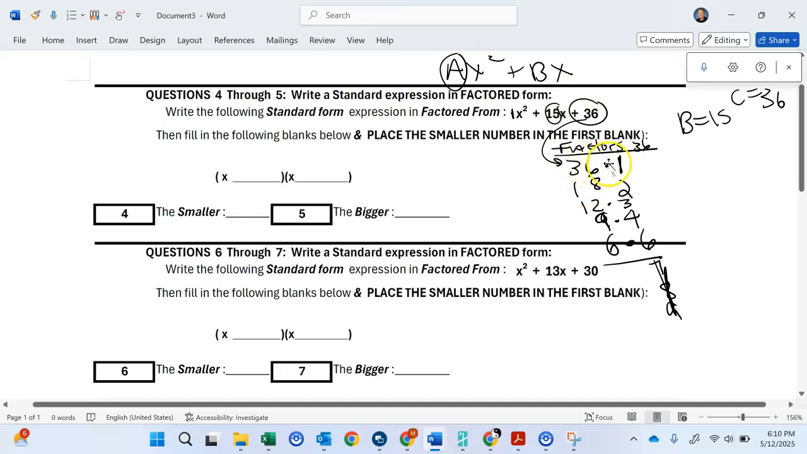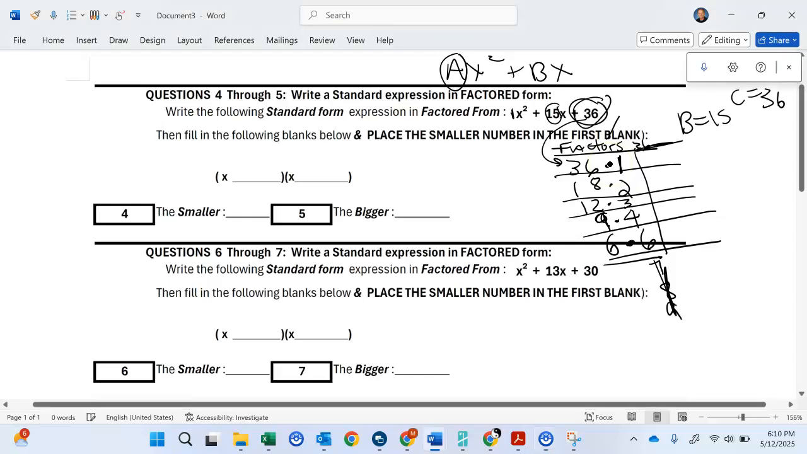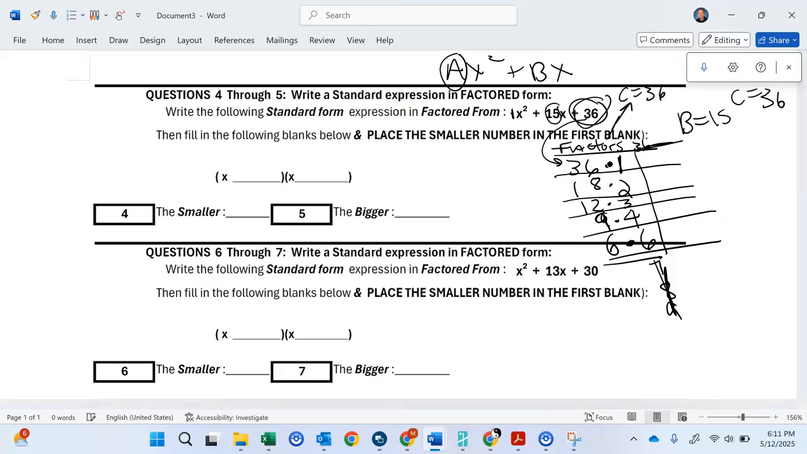So all this number, 36 multiplied by 1 equals 36. 18 times 2 equals 36. All these numbers, when you multiply them, equal 36, okay? So what that means is all these numbers, 36 times 1 is 36. 18 times 2 is 36, etc. All these numbers, C equals 36. But now I need B to be equal to 15.